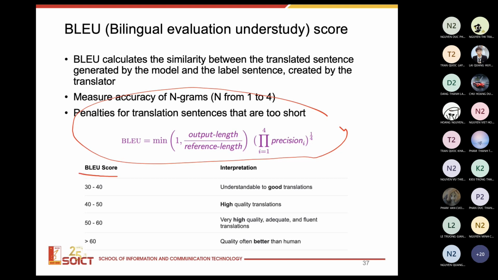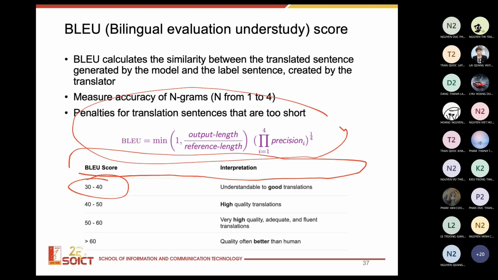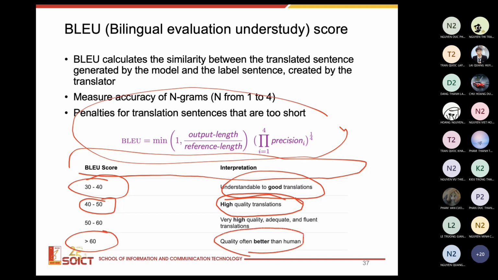So for machine translation with a normal test case, if we have a BLEU score from 30 to 40, it means you have a model that is understandable, on the scale from understandable to good translation. If you have a score from 40 to 50, then it could mean the model gives high quality translation. If you have more than 60 BLEU score, then it is often better than human. So this is just some estimated interpretation of the BLEU score. It really depends on the data set, right? If the data set is not large enough, then the score is not reliable, right?